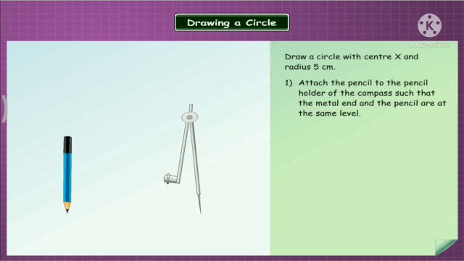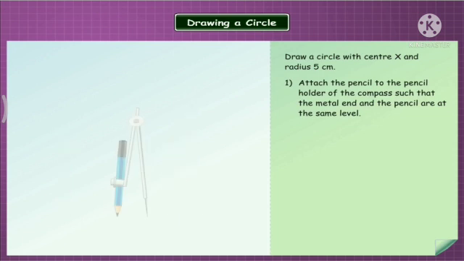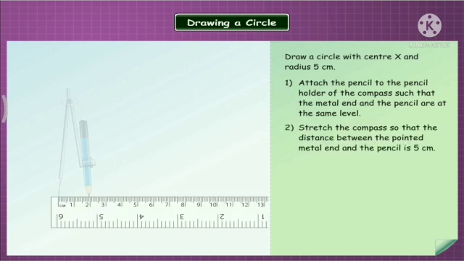Now let's see how you will draw a circle. Here we have to draw a circle with center X and radius of 5 cm. Now what you will do is, first of all you will attach the pencil to the pencil holder of the compass such that the metal end and the pencil are at the same level. Clear? Now you will take your ruler and with the help of that ruler on your compass you will take the measure of 5 cm.